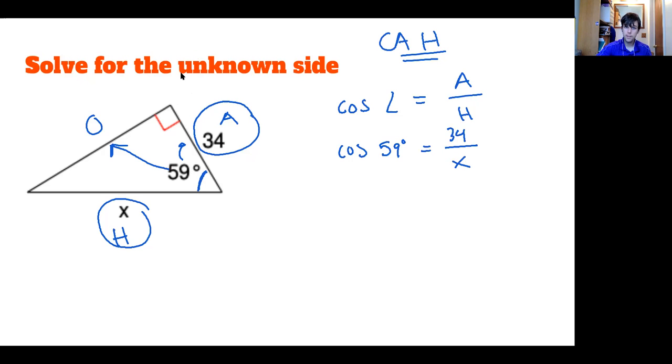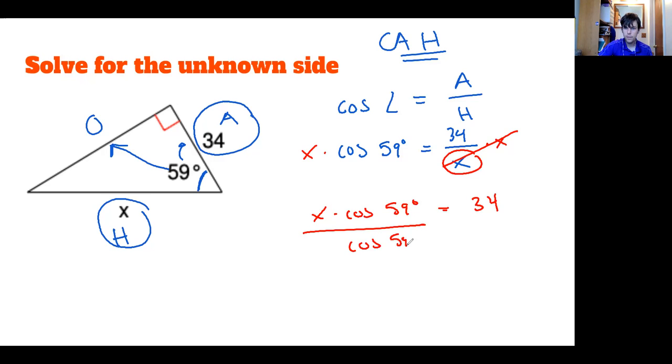Like I said, there are two types of these equations, and it boils down to which of these in our ratio is unknown, whether it's the denominator like this one or the numerator, like we'll see in the next example. So when your unknown is in the denominator, it takes an extra step. We have to get it out of there. We multiply both sides by x. So we have x times the cosine of 59 degrees equal to 34. And then we have to divide by the cosine of 59.